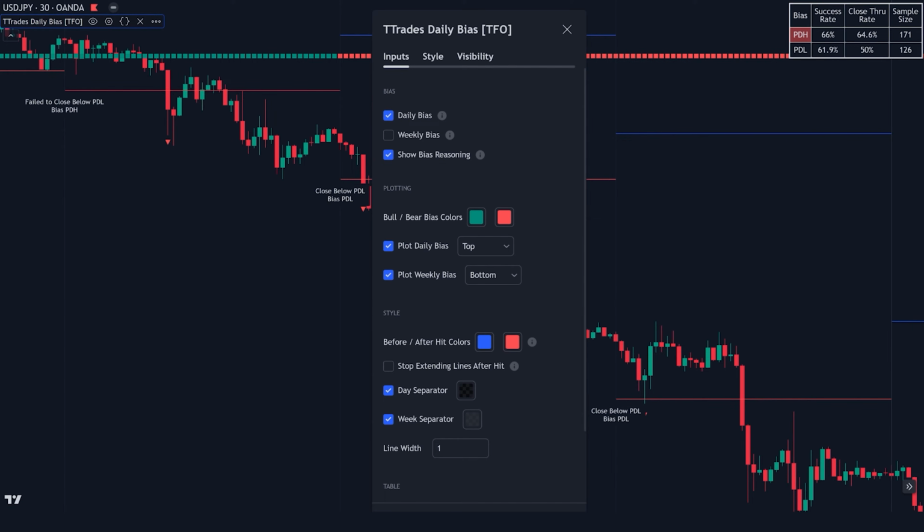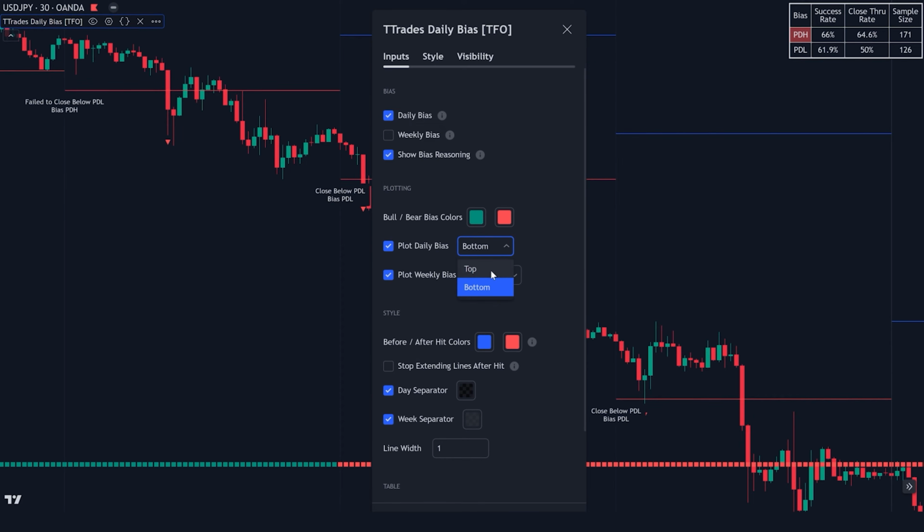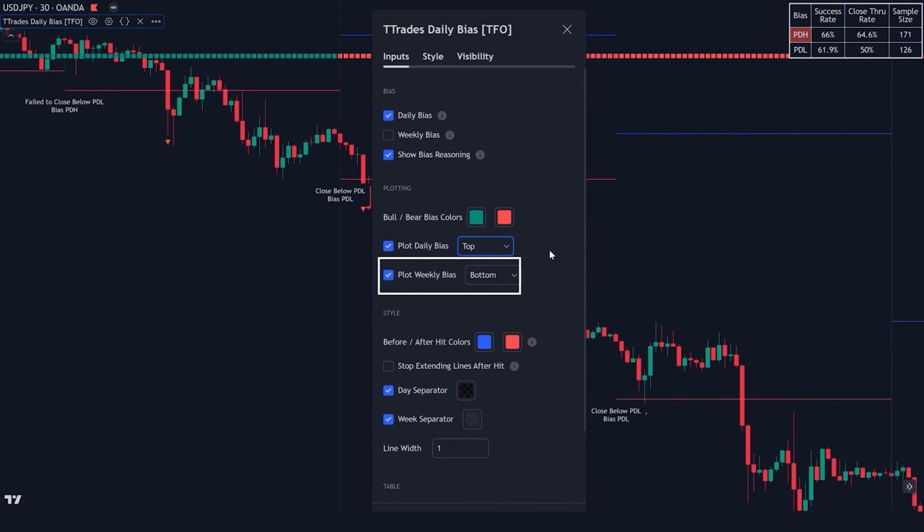The Plot Daily Bias option is also available here. Enabling or disabling this will add or remove these functions from the price chart. You have the option to place the Plot Daily Bias at the bottom or the top. Similarly, the Plot Weekly Bias option is available if you enable the weekly bias at the bottom. You can choose to place the Plot Weekly Bias at the top or bottom.